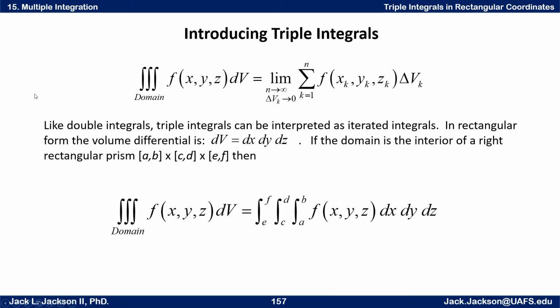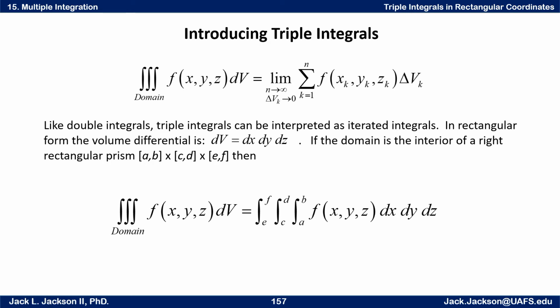Okay. So we have the triple integral over our domain of f of x, y, z dv is the limit as n goes to infinity, with delta v sub k going to 0, of the sum from k equals 1 to n of f of x sub k, y sub k, z sub k, times delta v sub k. And I guess technically this could be some function g that agrees with f on the domain. And then this is divided up so that it covers the whole thing.